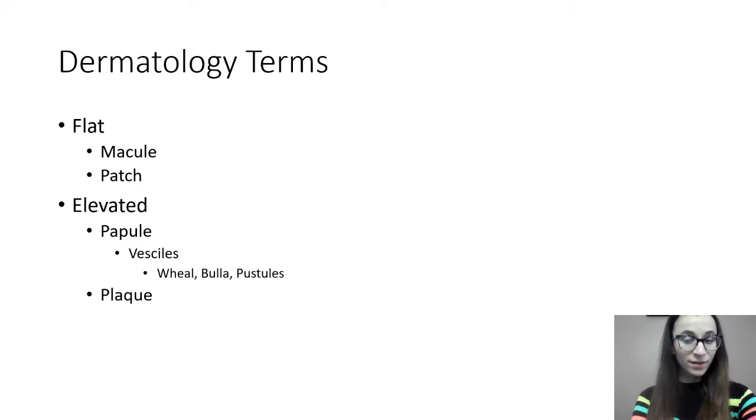And then we go on to elevated rashes. Elevated, so you could palpate it. You have your papules and your plaque. The papules are less than a centimeter and the plaques are more than a centimeter. In terms of the papules, for example, a pimple could be a papule because they're generally elevated. And under this go the vesicles.